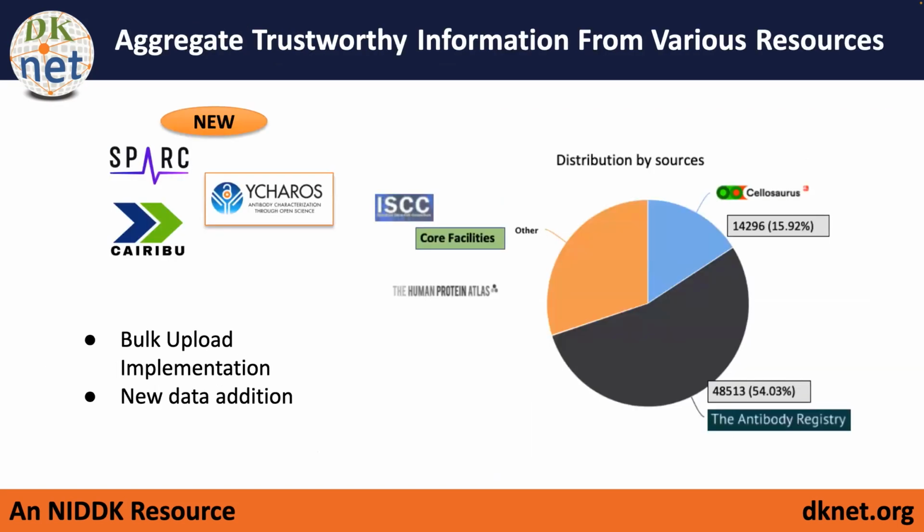And so being able to bring in this information from various resources, various new centers. In addition to Icaros, we've been bringing in data from the Spark project, from Caribou, and from other resources, which allows us to, in a sense, bulk upload this information into the resource itself. When you look at the current distribution of information, we have a large amount of information from the antibody registry and from Cell Source, which are two community authorities. But this other slice of the pie is going to continue to grow as we bring in more data around these resources.